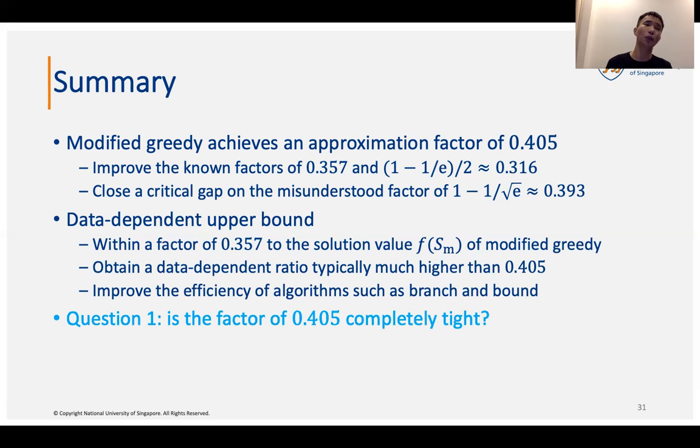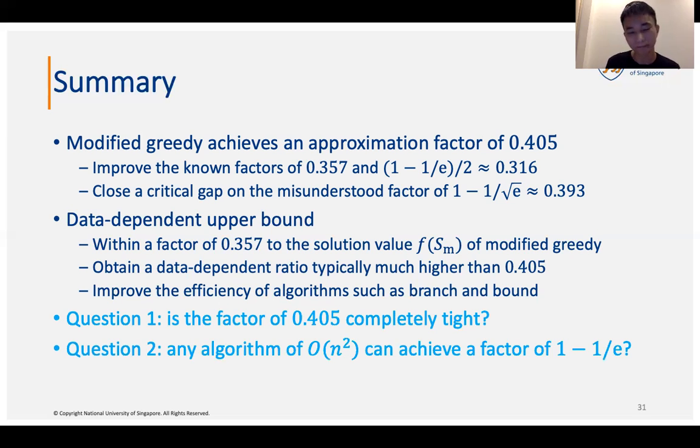And in the future work, we are thinking about two directions mostly. First question is, although we improved the factors, we still do not know whether this factor is completely tight, maybe or maybe not. I don't know. So it remains an open question.